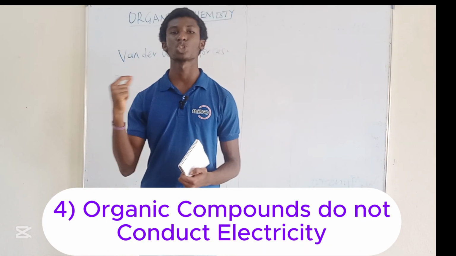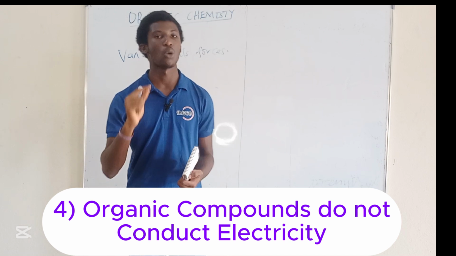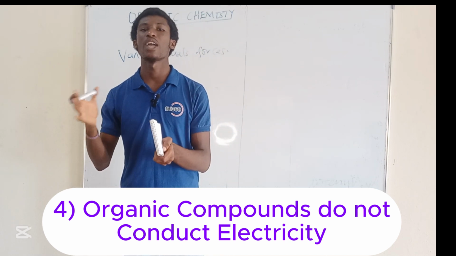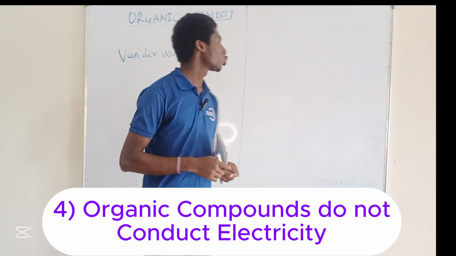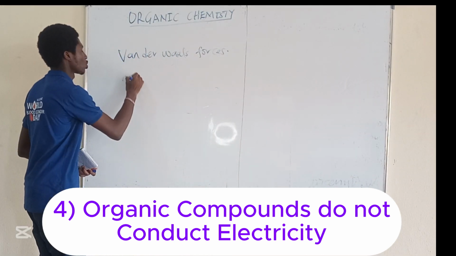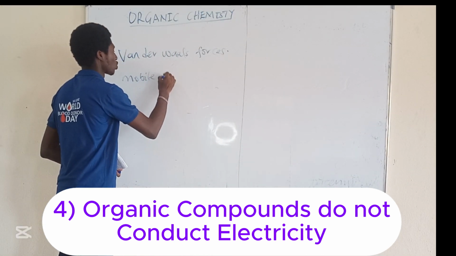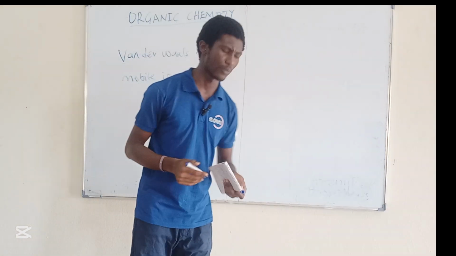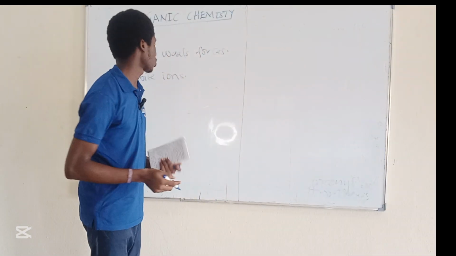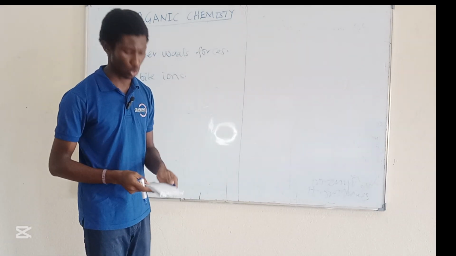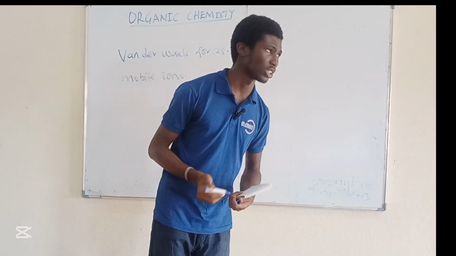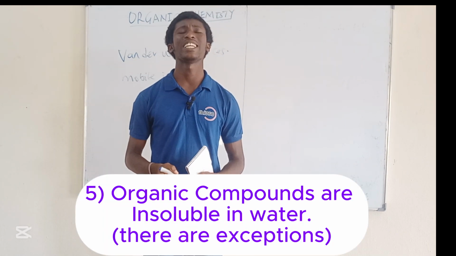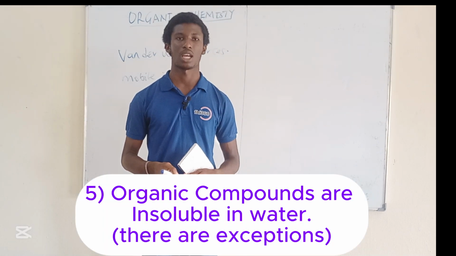The fourth one is organic compounds do not conduct electricity. Now, why is that? This is due to the absence of mobile ions. So, due to the absence of mobile ions in organic compounds, they do not what? Conduct electricity. They lack mobile ions. So organic compounds do not what? Conduct electricity.